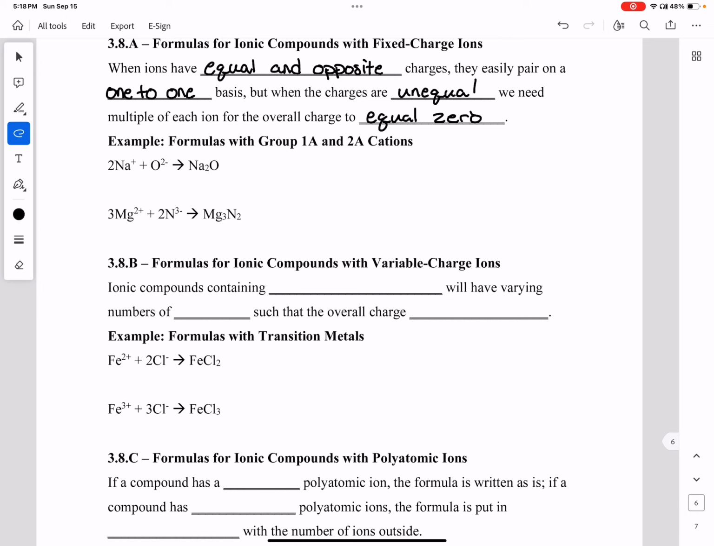So I'm taking 2 sodium ions and 1 oxide ion, and that will give me Na2O. My least common multiple between plus 1 and minus 2, so between 1 and 2, is 2. And so I need 2 sodiums to balance the charge.